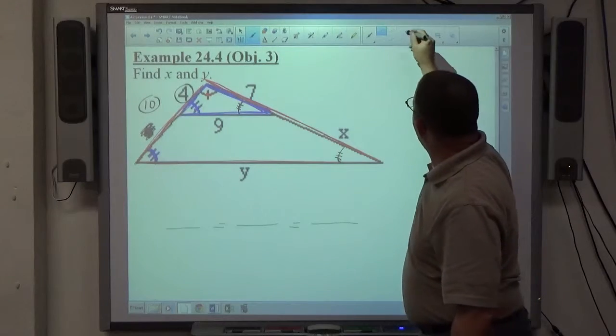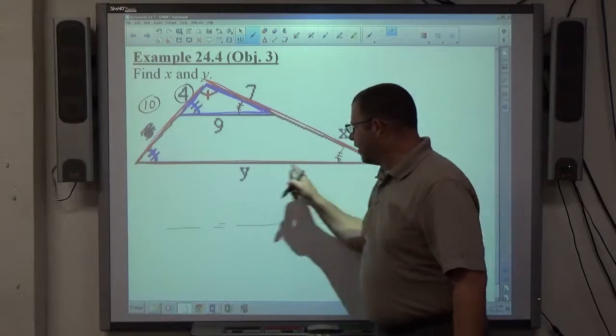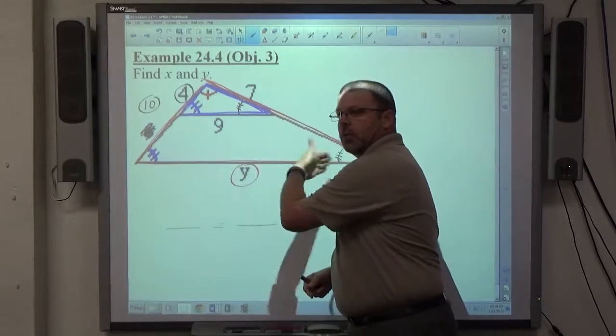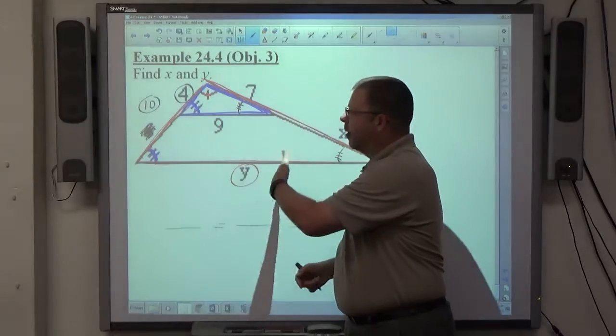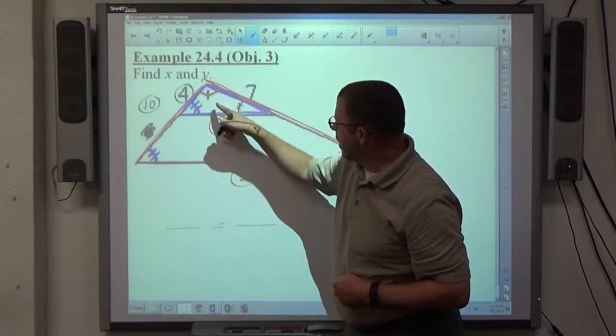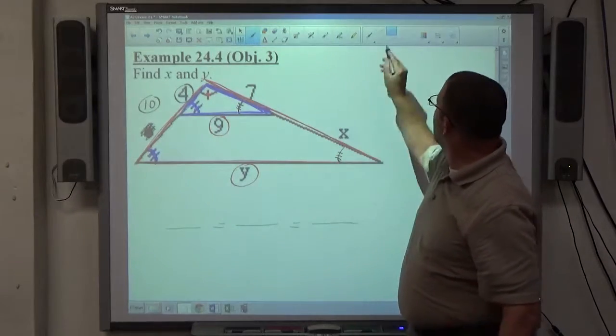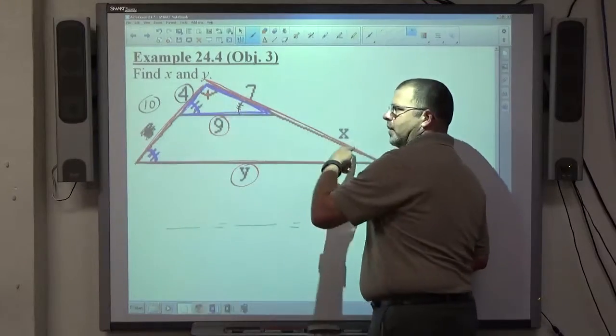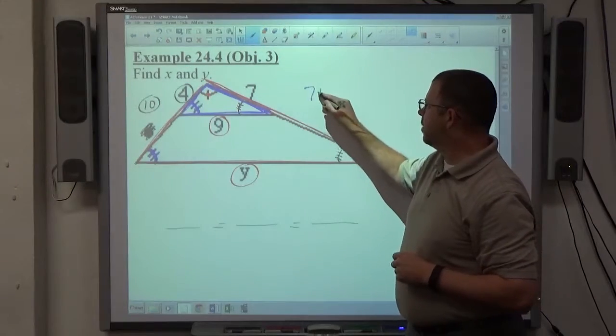Looking at the red triangle, what's the length of this side? Y. Very good. It's exactly Y. There are no 2 pieces making it, it's just the 1 piece. That's opposite the red angle. In the blue triangle, this is opposite the red angle, so 9 and Y correspond to one another. And then looking at the red triangle, this side is how big? 7 plus X.